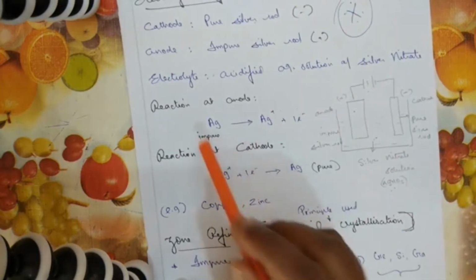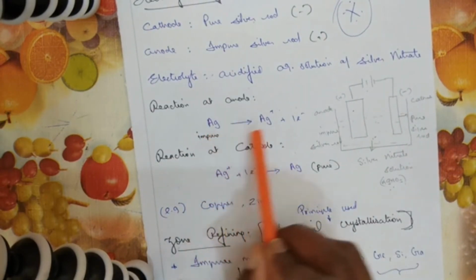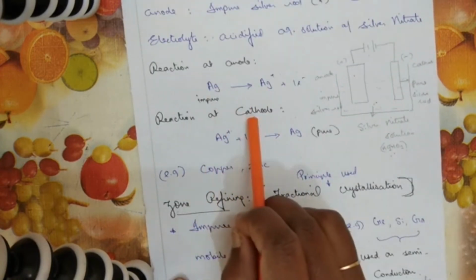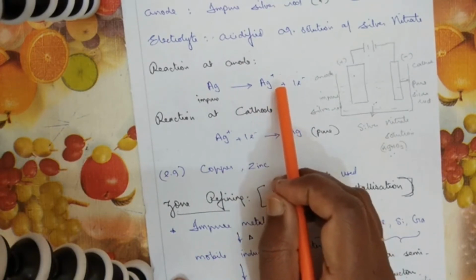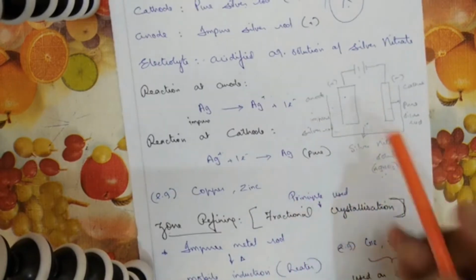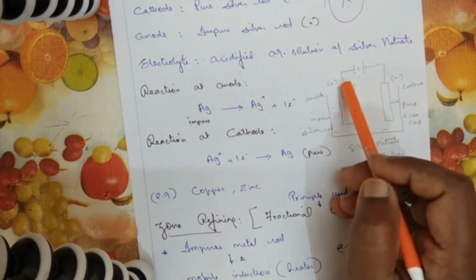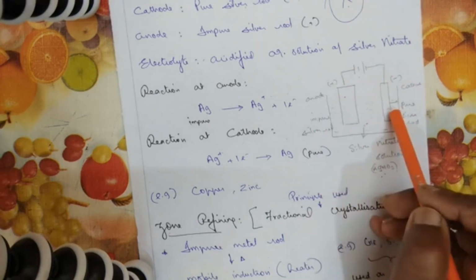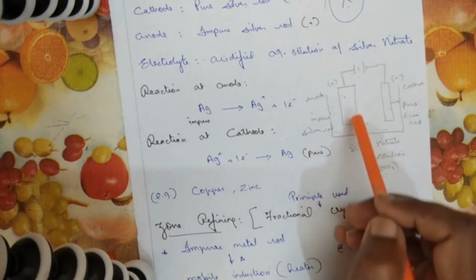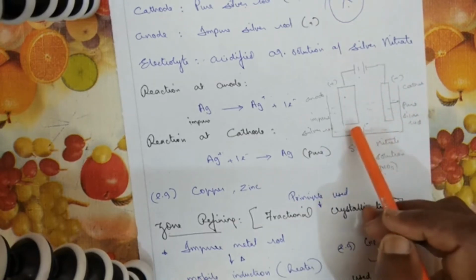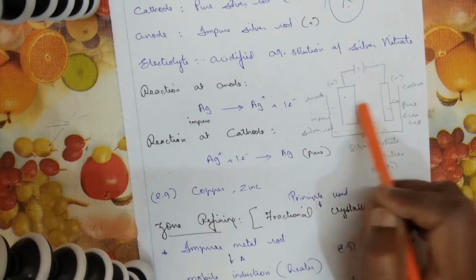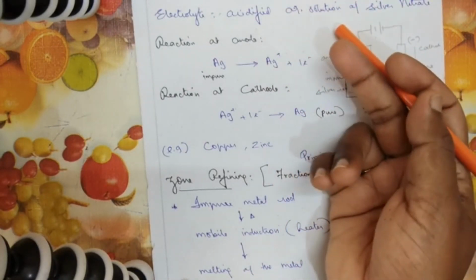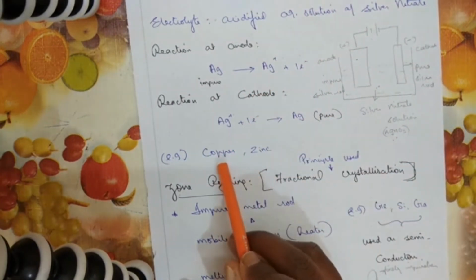I have given the reactions here. Reaction at the anode: impure silver is taken, and when the charge is passed, the pure silver ion gets separated. Reaction at the cathode: the pure silver ions which come out of the anode get collected at the cathode. As a result, in the beginning the silver rod at the anode will be bigger in size and the pure silver rod at the cathode will be smaller. At the end of the experiment, the anode will be smaller and the cathode bigger, meaning all the pure silver ions have moved to the cathode, leaving behind only impurities. So only this much you have to study under electrolytic refining. The other metals which can be extracted by this method are copper and zinc.